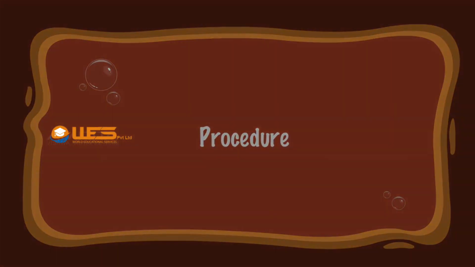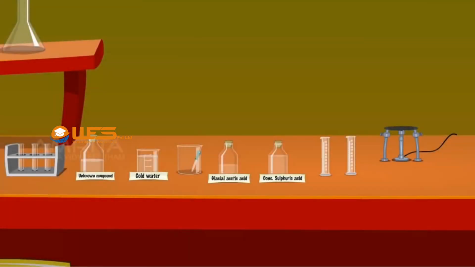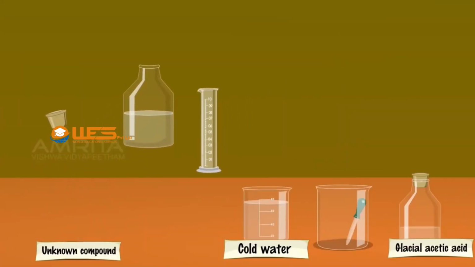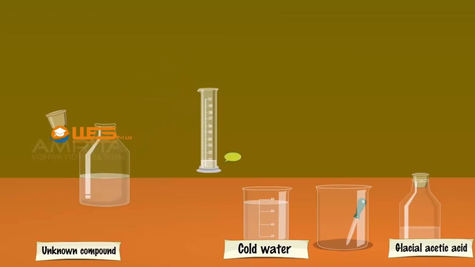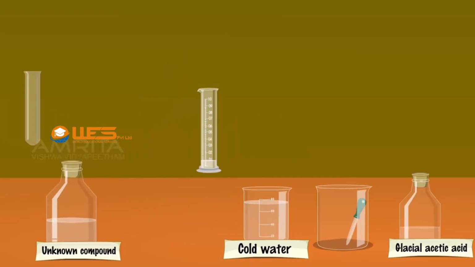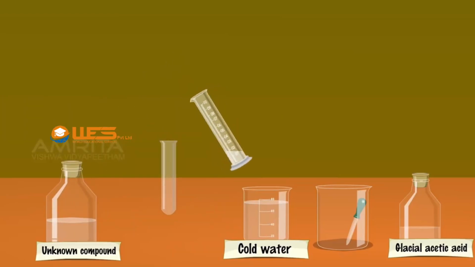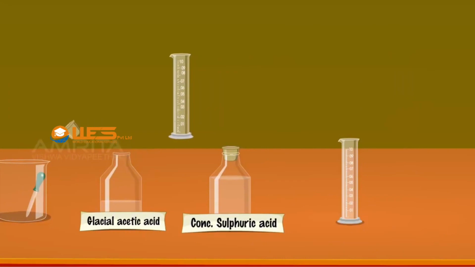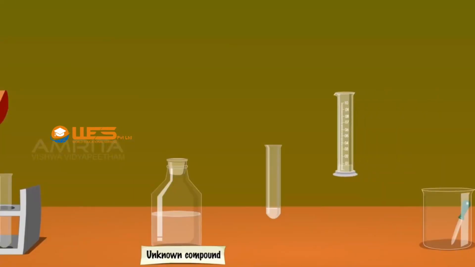Ester test. Procedure. Take a measuring jar. Pour 1 ml of the unknown compound into the measuring jar. Transfer it into another dry test tube. Take another measuring jar. Pour 1 ml of glacial acetic acid into it. Pour it into the test tube.